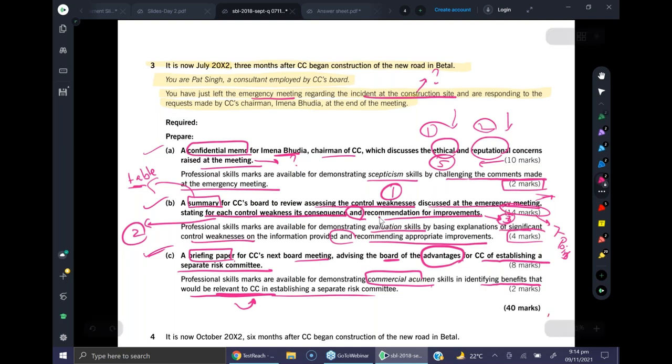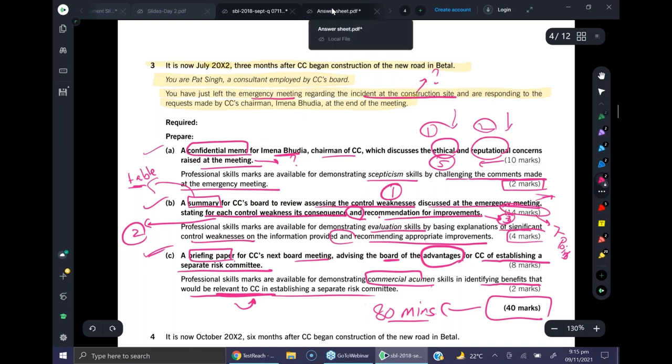So how much time do we have to complete this entire third requirement? 80 minutes, which is more than an hour. An hour and 20 minutes actually.